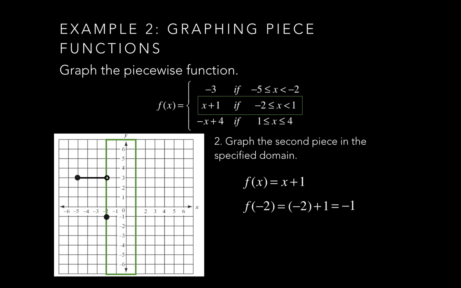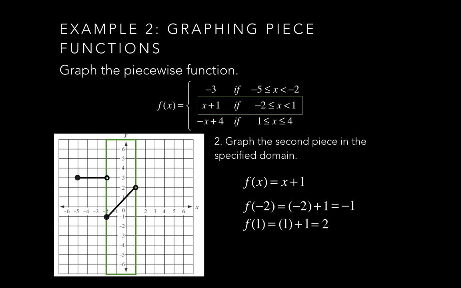function. And then we'll evaluate it at 1 because that is kind of like the end of our box that we're working in. And 1 plus 1 is 2. Now, this is an open circle because we are not including 1 in the domain of this piece. And we'll just connect those points because we're working with a linear equation here.